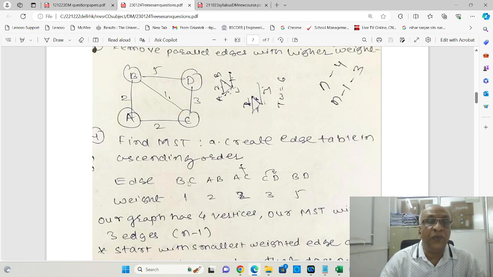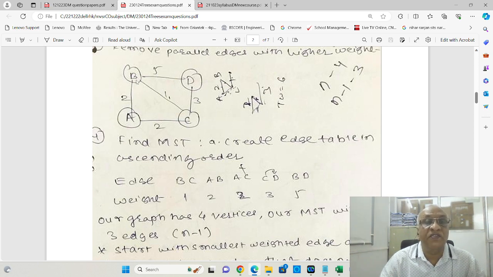So you can directly pick up BC. This BC will be 1 edge. Then go for the next edge AB. AB will be 1 edge. Then go for AC. But can I go for AC? I cannot go for AC because BC, AB, AC will be forming a cycle. So then go for the next one, CD.